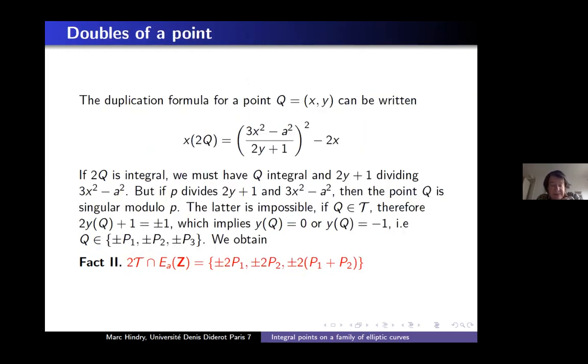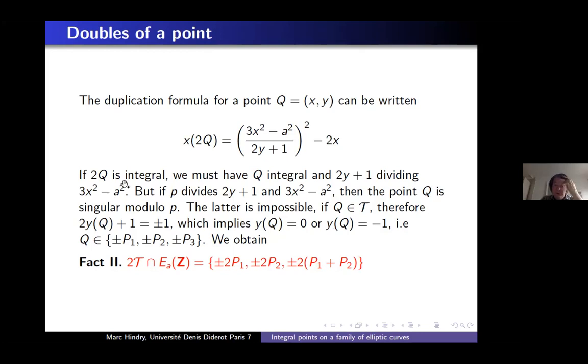The second fact is we look at doubles. We'll show that the doubles are the only ones that you expect. So that's by looking at the duplication formula that I have written. And the argument goes as follows. All the points in the trivial group are non-singular modulo p, because the points P1 and P2 are non-singular modulo p, and that is stable by the group law.